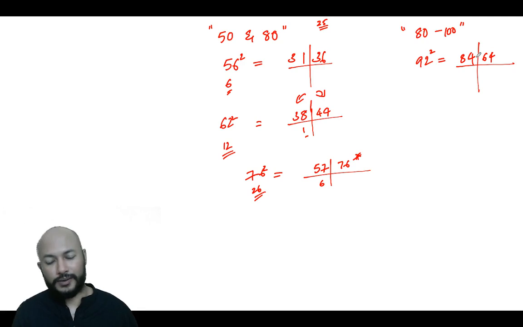So what do you think? What probably is the technique? The technique is, let me reveal. You find out how much this number is less than 100. Okay, from 100, 92 is less by 8. So you square that number and write it on the right hand side.